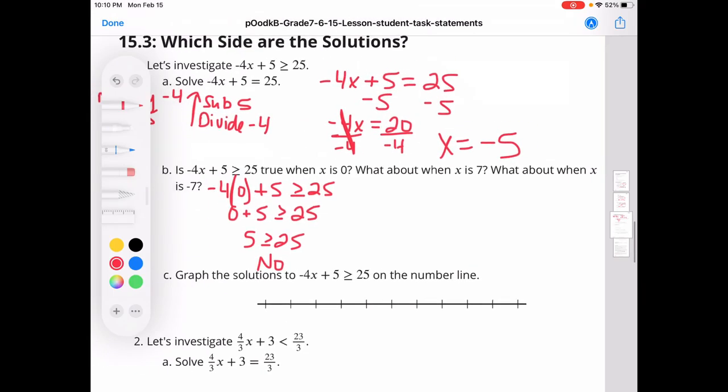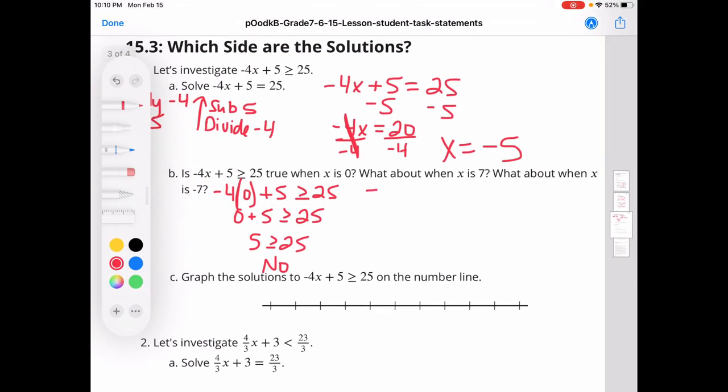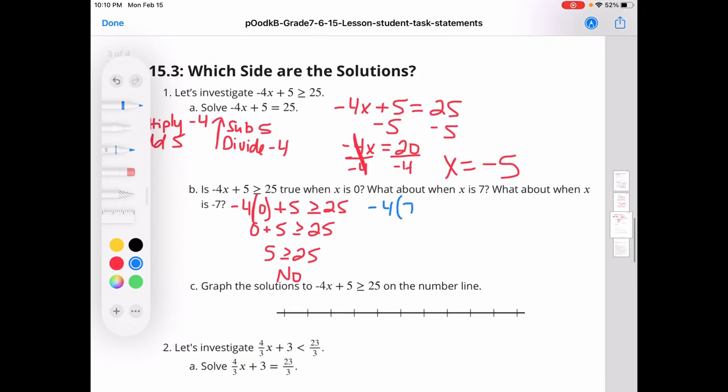What about when x is 7? So negative 4 times 7 plus 5 is greater than or equal to 25. Negative 4 times 7 would be negative 28, plus 5 is greater than or equal to 25. Negative 28 plus 5 would be negative 23. And is negative 23 greater than or equal to 25? No. So 7 would not be a solution.